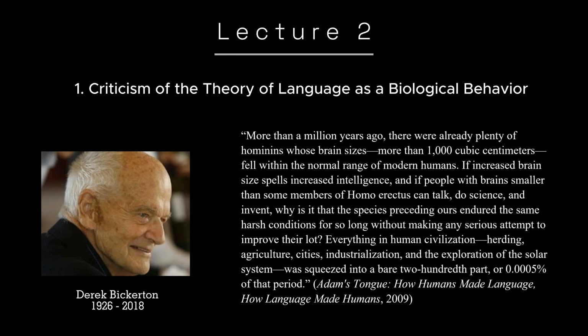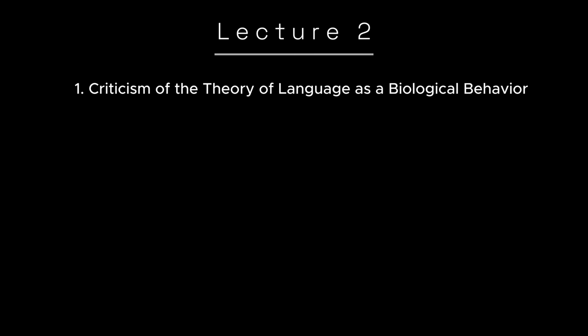Everything in human civilization, herding, agriculture, cities, industrialization, and the exploration of the solar system, was squeezed into a bare 2/100th part, or 0.0005% of that period. This evidence strongly suggests that symbolic and linguistic behavior appeared suddenly, after which cultural evolution developed around it. This challenges the theory that human cognitive abilities and perceptual systems developed as an integrated process.